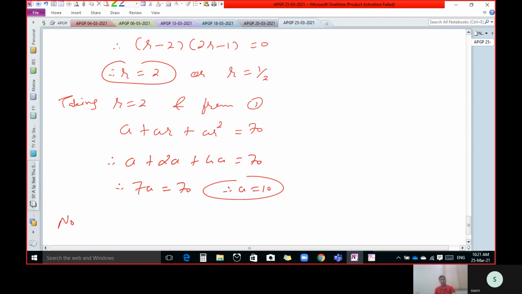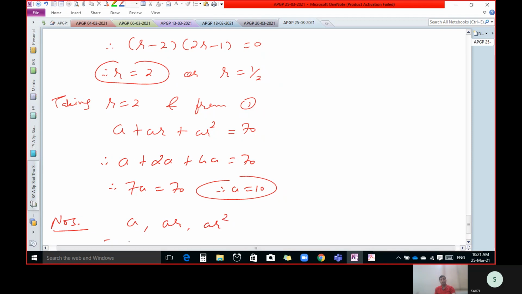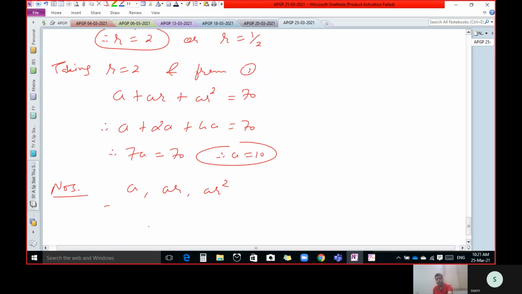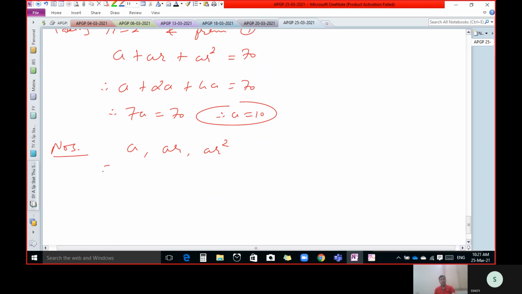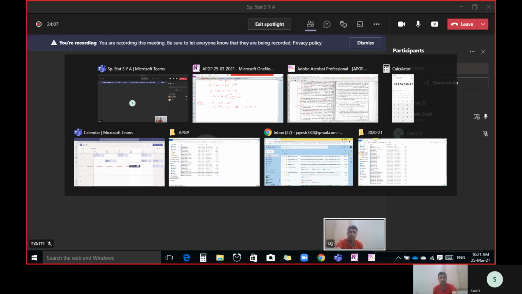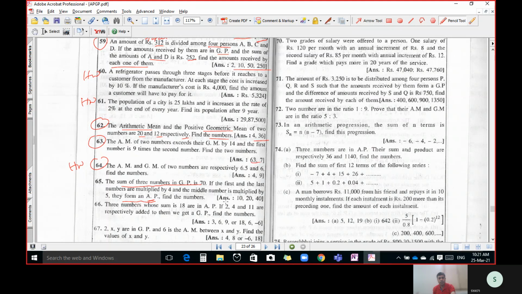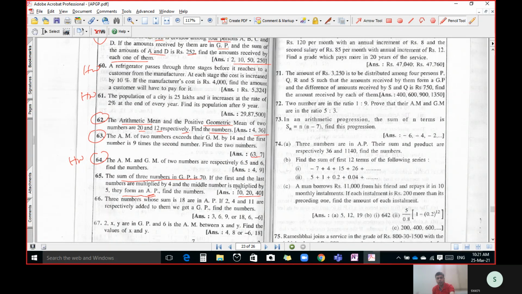So numbers are a, ar, ar square. That becomes 10, 20, 40. Or you can write 40, 20, 10. Both are valid answers. So the answer is 10, 20 and 40.